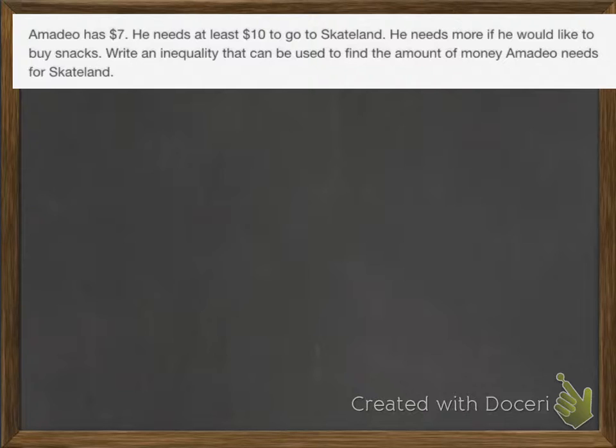Amadeo has $7. He needs at least $10 to go to Skateland. He needs more if he would like to buy snacks. Write an inequality that can be used to find the amount of money Amadeo needs for Skateland.